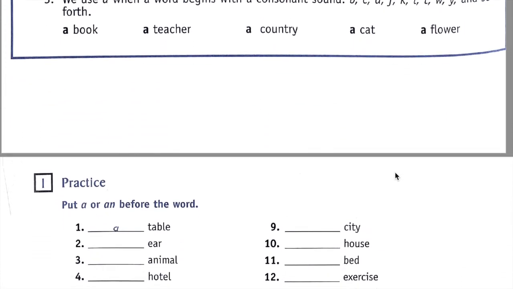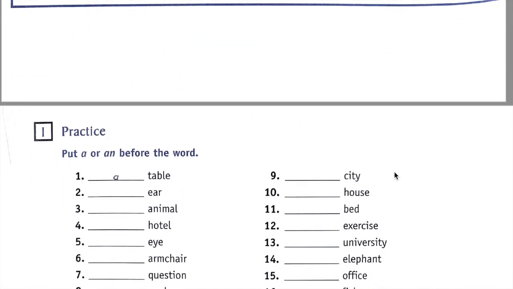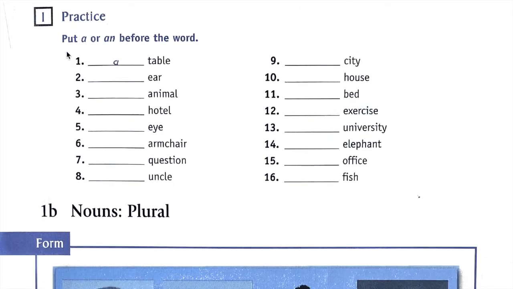So for practice one, you're going to put a or an before the word. For example, a table. What about ear? Well, ear begins with a vowel, so it's going to get an. So it'll be an ear. So you do that for all of these from 1 through 16, but number 1, and I just did number 2 for you as well.